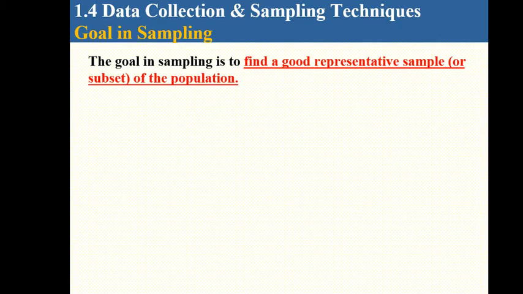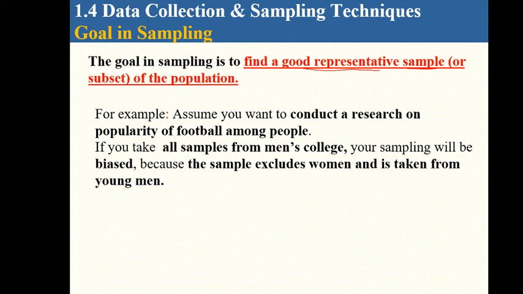Sampling is maybe the most important part of statistical studies. Now, the goal in sampling is to find a good representative subset of the population. So your sample should be a good representative of the population. Let me give you an example of what I mean by that.